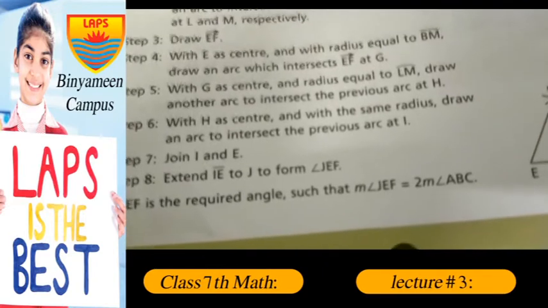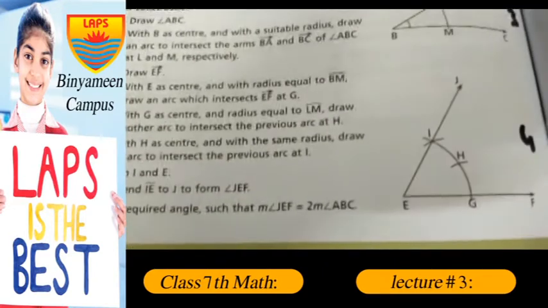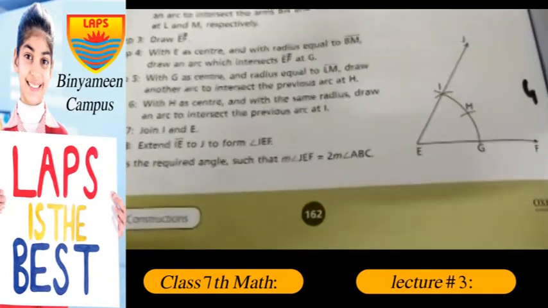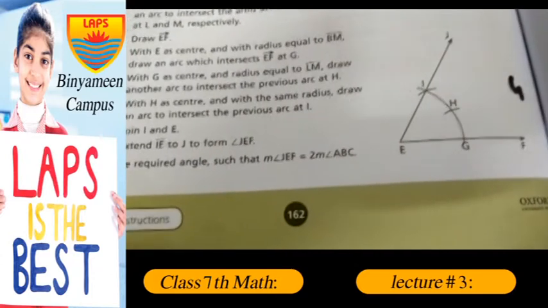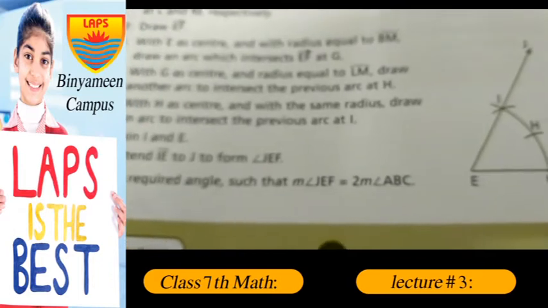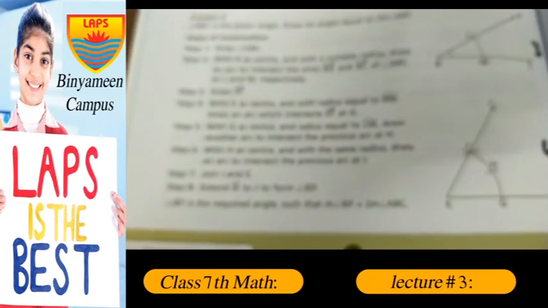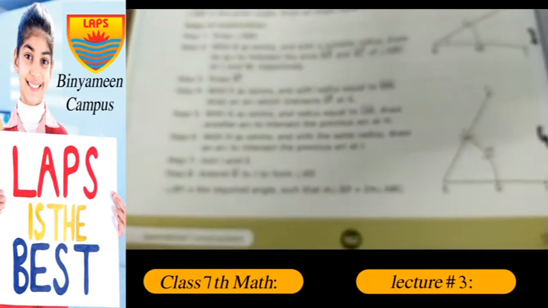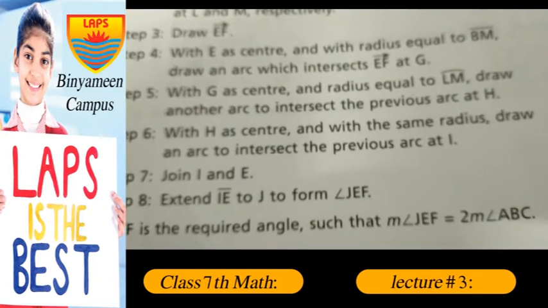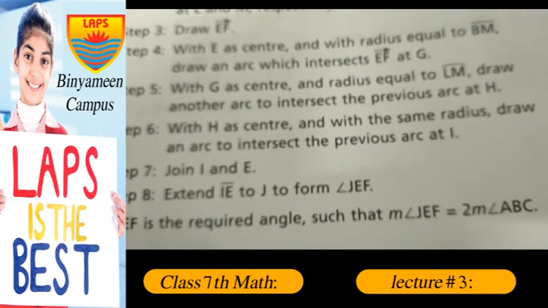Step 3. Draw EF. And step 4. With E as a center and with a radius equal to BM, draw an arc to intersect EF at G. Check in the picture. Step 5. With G as a center and radius equal to arc LM, draw another arc to intersect the previous arc at H.